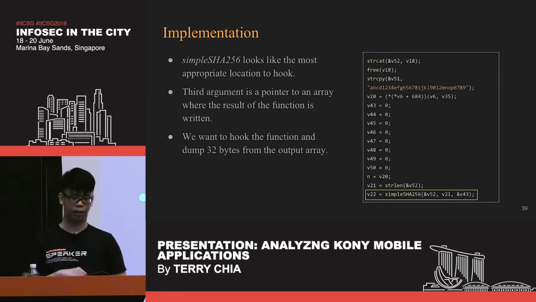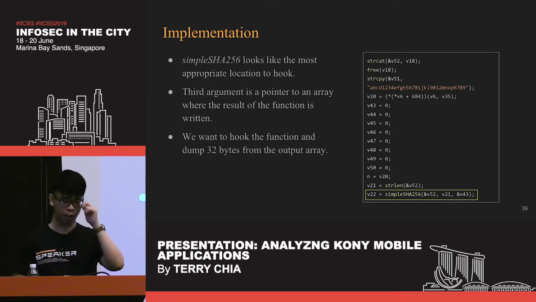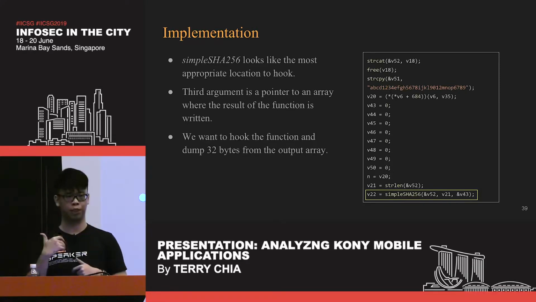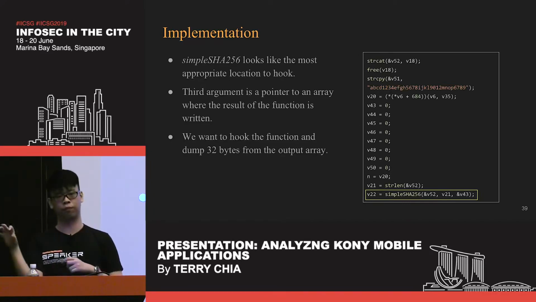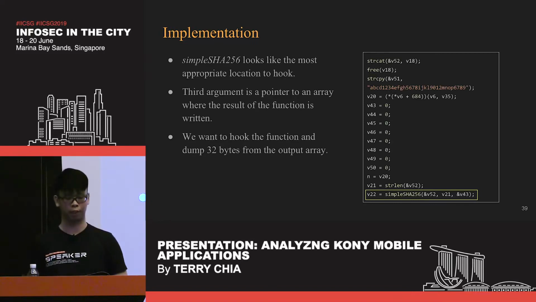So looking back at the key derivation process, it appears that the simple SHA-256 function is the most appropriate location to hook, because that is when the key derivation process is completed. And the third argument to that function is a pointer to where the output of the hashing function is written. So we can just hook that function and extract 32 bytes from it when the function is done running.